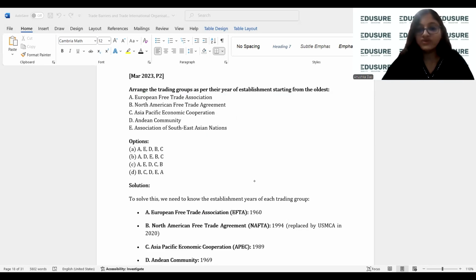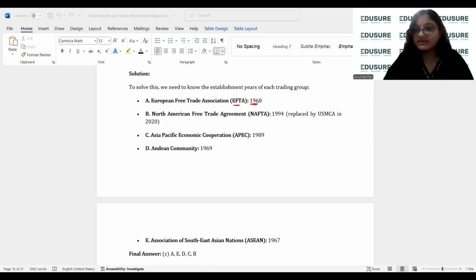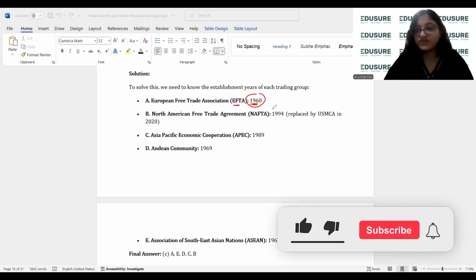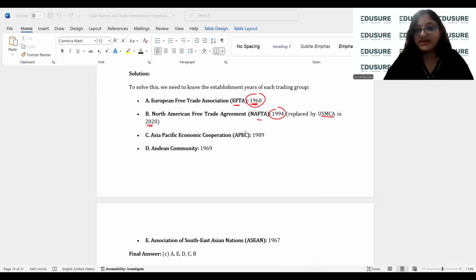So all you need to do is know the year of establishment of each of them. See here, I have given you that. EFTA was established in 1960. Nothing to explain, you have to memorize. NAFTA 1994, it was replaced later on in 2020. Asia Pacific Economic Cooperation 1989. Andean Community 1969, and ASEAN was established in the year 1967. So if you take into account all these years, C will give you the right arrangement.